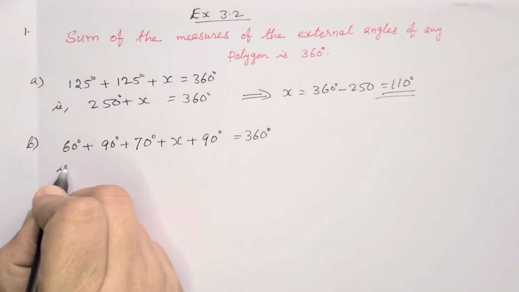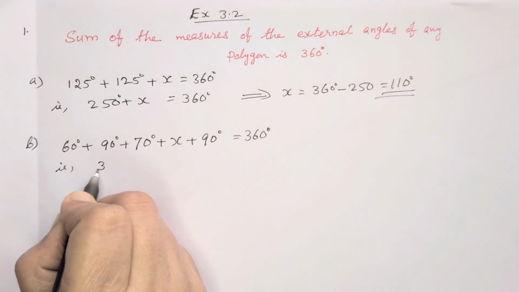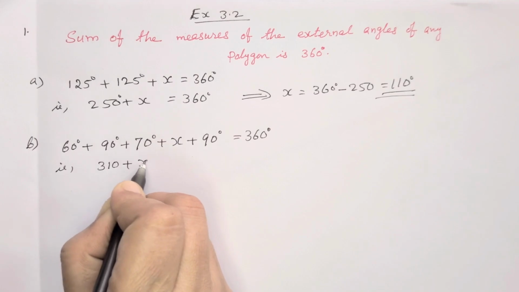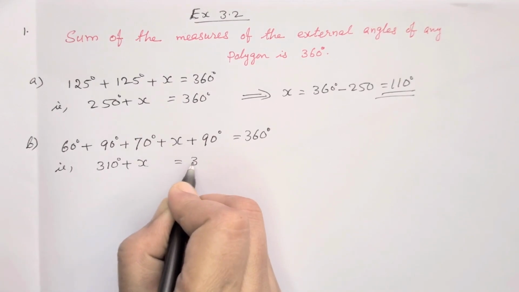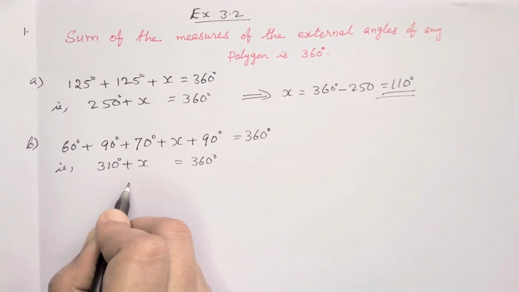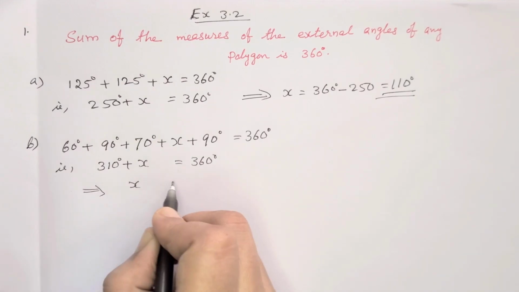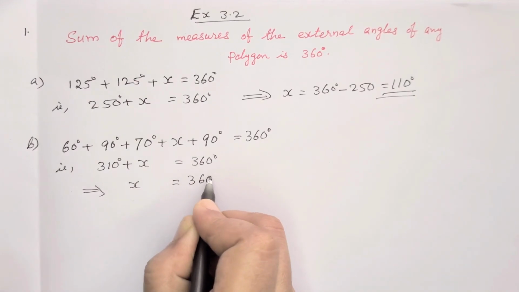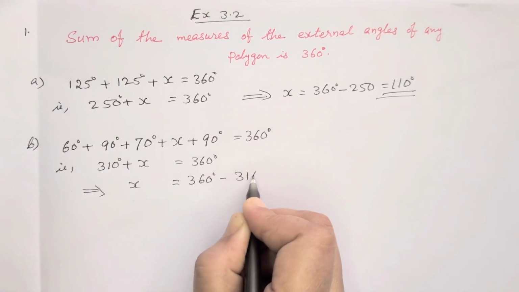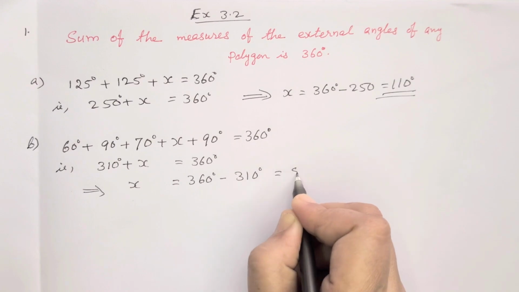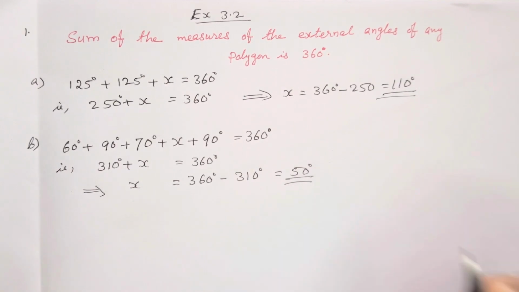That is 310 plus x is equal to 360 degrees, which means x is equal to 360 minus 310, 50 degrees.